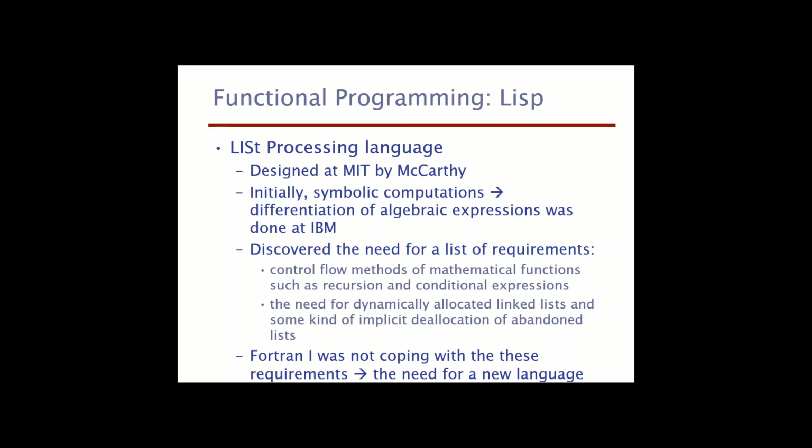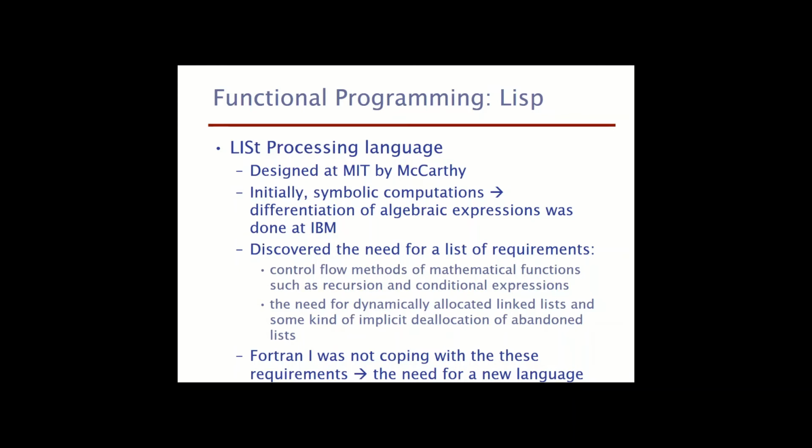They started doing this, but they realized many things were missing. What does that mean? Well, we need a control structure for mathematical functions. We need some way for recursion, also conditional expressions for all these structures. We also need dynamic allocation of linked lists, and I'll explain why in a while, and some way to deallocate whatever we used from the linked list after we use it. So we need dynamic allocation and implicit deallocation. Fortran 1 for sure was not enough for this. Not at all, not even close.